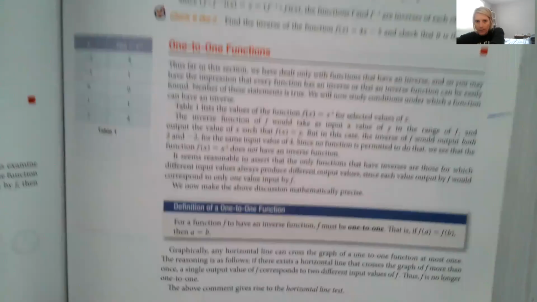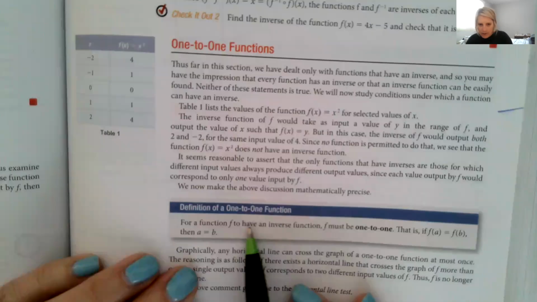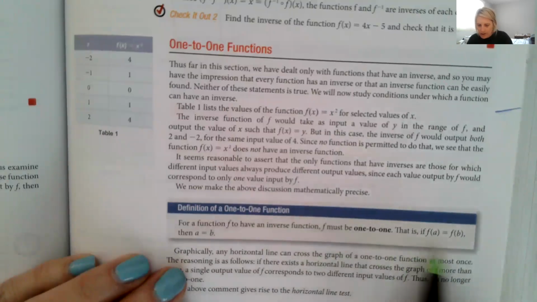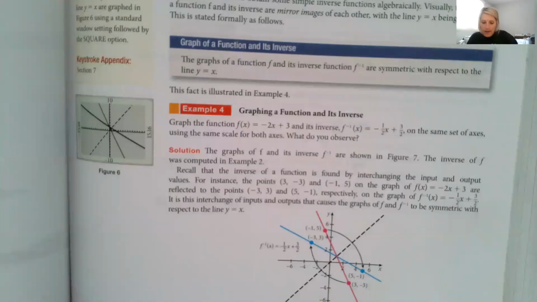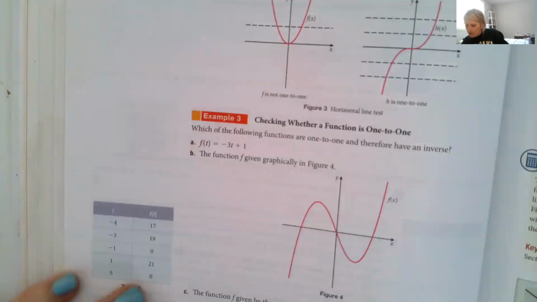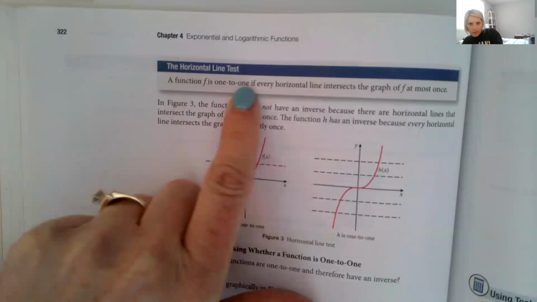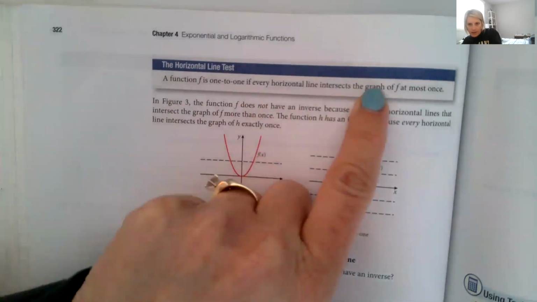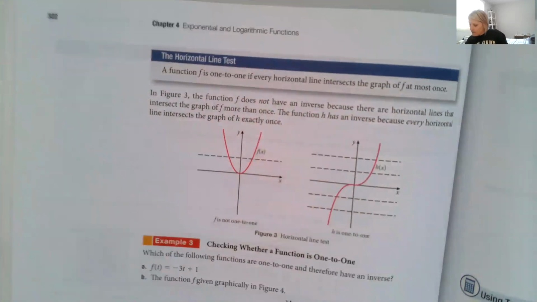And if we go back to page 321 for a moment, at the bottom, there's a little blurb about 1-to-1 again. So it says, for a function f to have an inverse function, it must be 1-to-1. Okay. And then we can use a horizontal line test: a function is 1-to-1 if every horizontal line intersects the graph of f at most once.